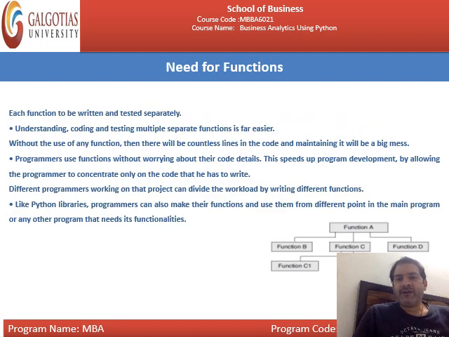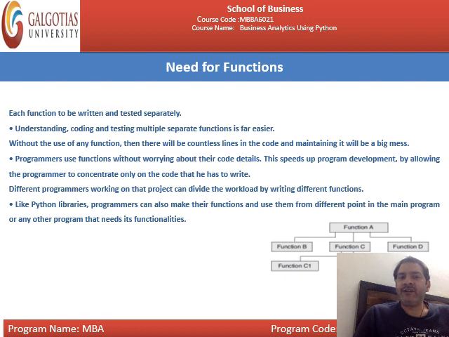Next is the need for functions. Each function can be written and tested separately. Understanding, coding and testing multiple separate functions is far easier. Without the use of functions, there will be countless lines in the code and maintaining it will be a big mess. Programmers use functions without worrying about their code details. This speeds up program development by allowing the programmer to concentrate only on the code that he has to write.